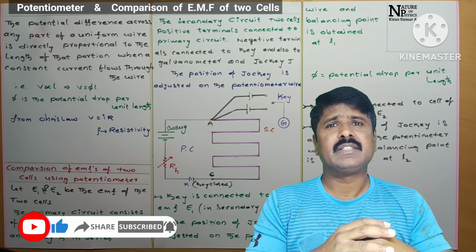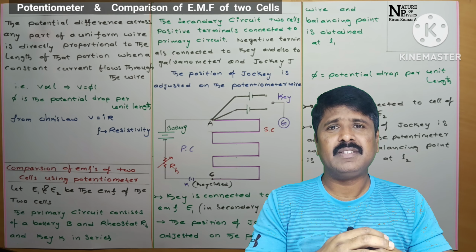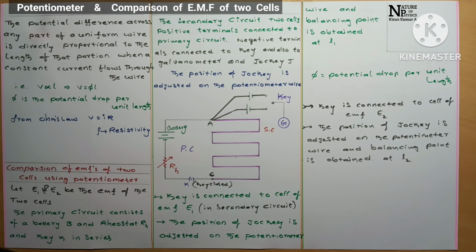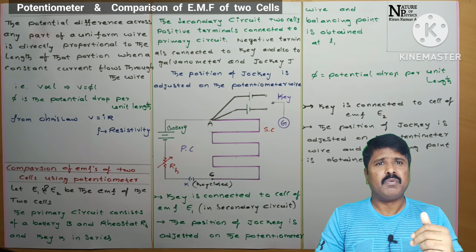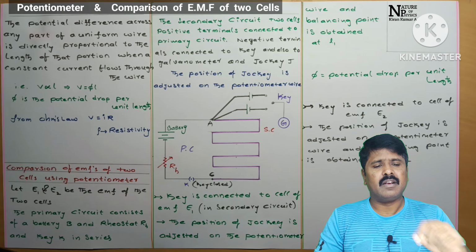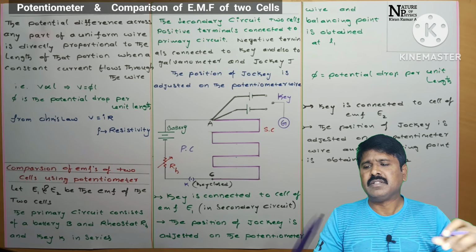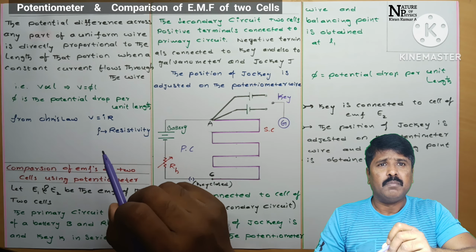Okay. First one is comparison of EMF by using a potentiometer. Okay students, see, now I will give you the potentiometer definition, derivation, and proof. After that, we will discuss the comparison of EMF by using two cells in the secondary circuit step by step. First I am considering the definition of the potentiometer.